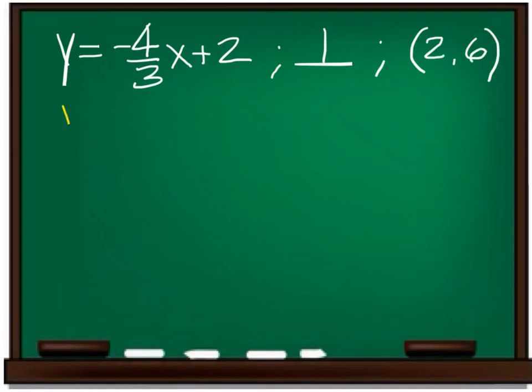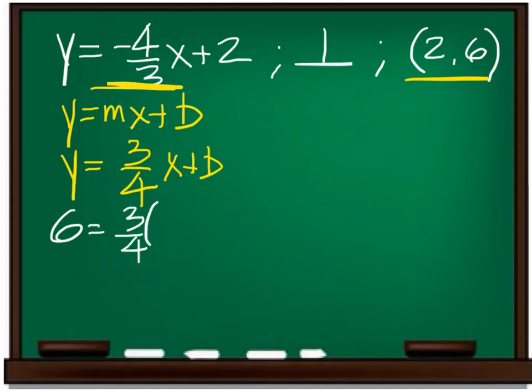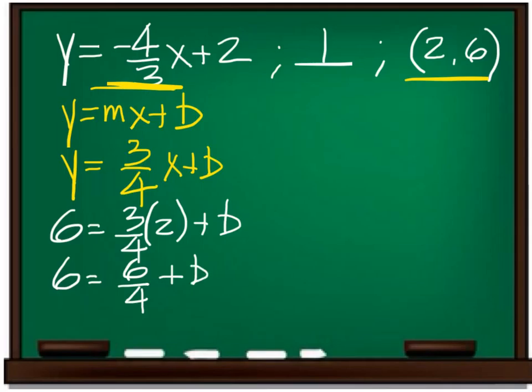On the practice problem, we'll start with y equals mx plus b and insert the negative reciprocal of this, which is 3 over 4. And then we have to insert this point to come up with 6 equals 3 over 4 times 2 plus b. That's going to be 6 over 4 in this spot, and you can simplify that to 3 over 2.